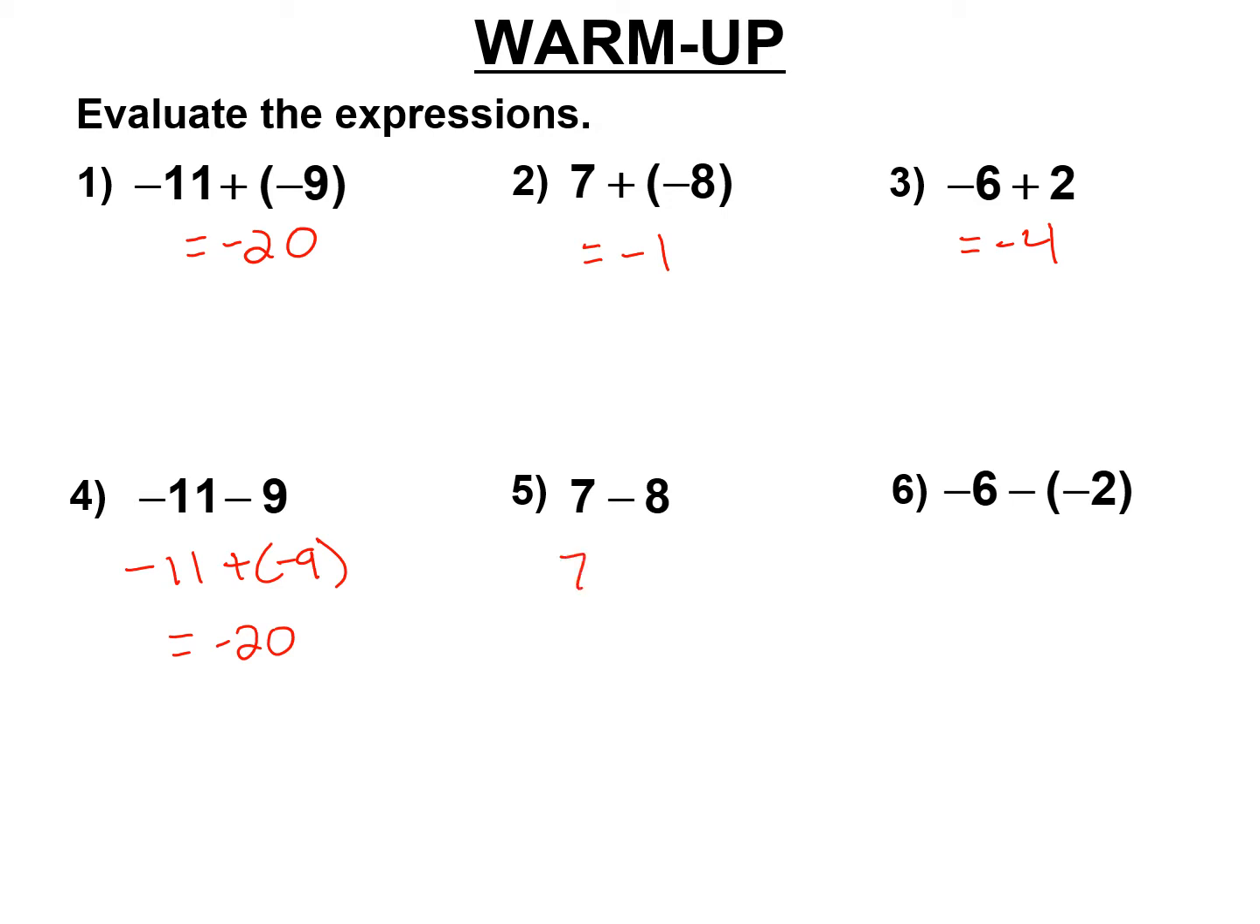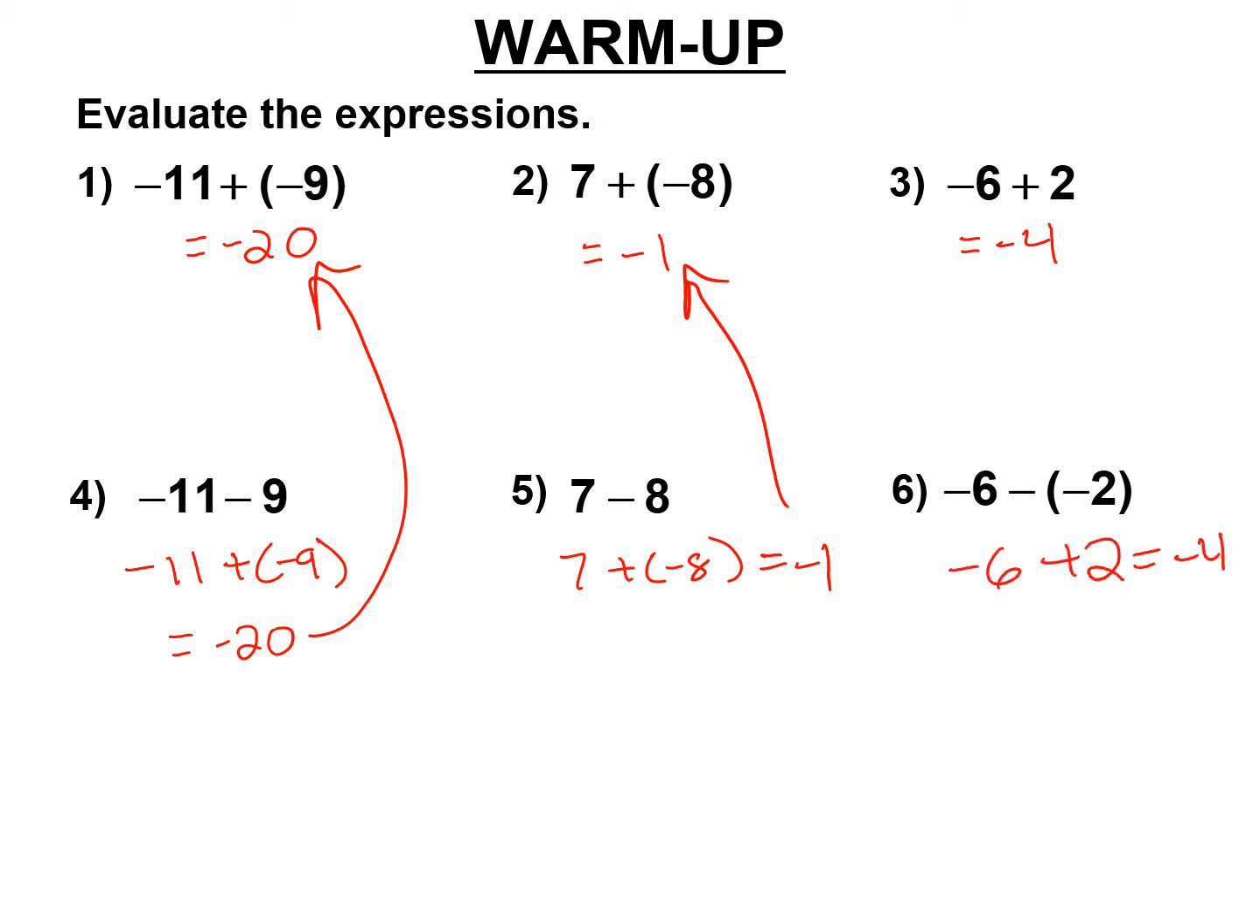7 minus 8, not 1. 7 plus negative 8 is negative 1. Well, that's interesting. It's the same answer as the one above. So was that one. Negative 6 minus negative 2, same as negative 6 plus 2, negative 4. Again, I warned you in the warm-up there are lots of little patterns to try to show you things.